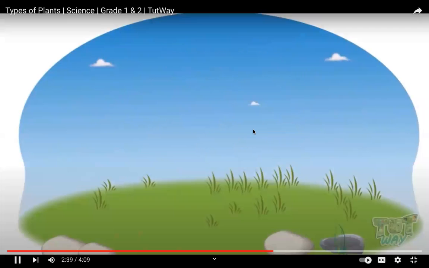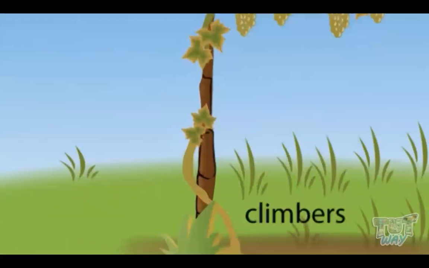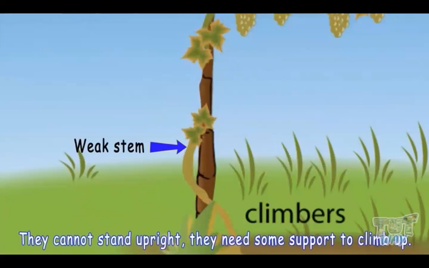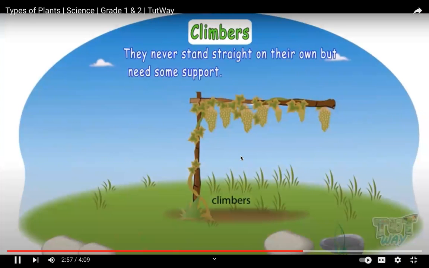Now let's see some climbers. Climbers are plants that have very weak stems and they cannot stand on their own. They need support to climb up and are called climbers. That is, they never stand straight on their own, but need some support. Climbers have a very weak stem. They can never stand alone. They need some support to stand.